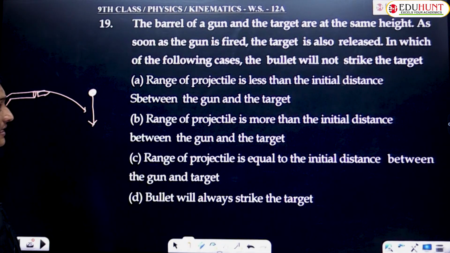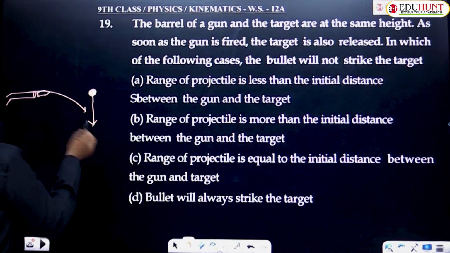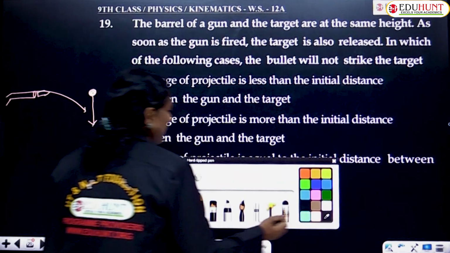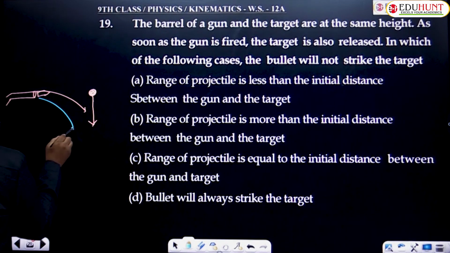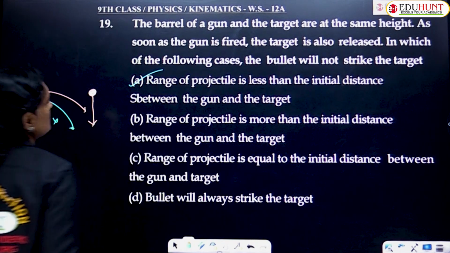In which of the following cases will the bullet not strike the target? Of course, at least it has to reach the target. Range of the projectile is less than the initial distance. How is it possible? If the range of the bullet is such that it would have fallen short, how can it hit the target? It can't hit the target. Yes, of course, it is true.